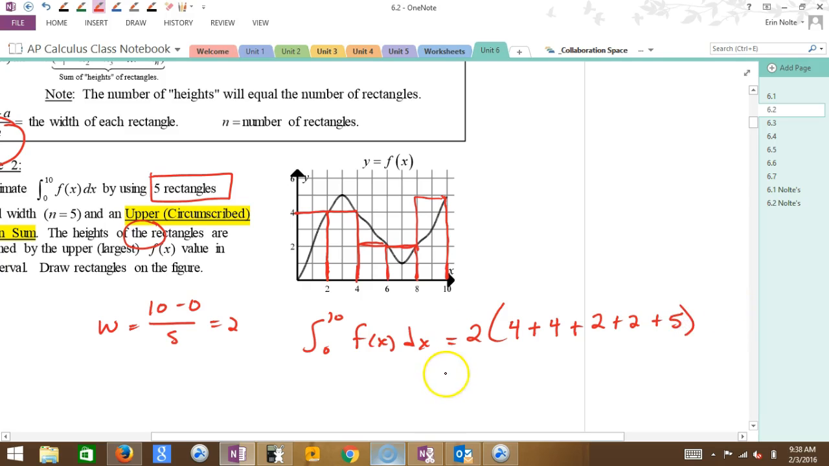If I add all of that together, we get 8, 10, 12, 17. 17 times 2. It is an approximation, absolutely. So did everybody get 2 times 17? So 34, right? Did everybody get 34?